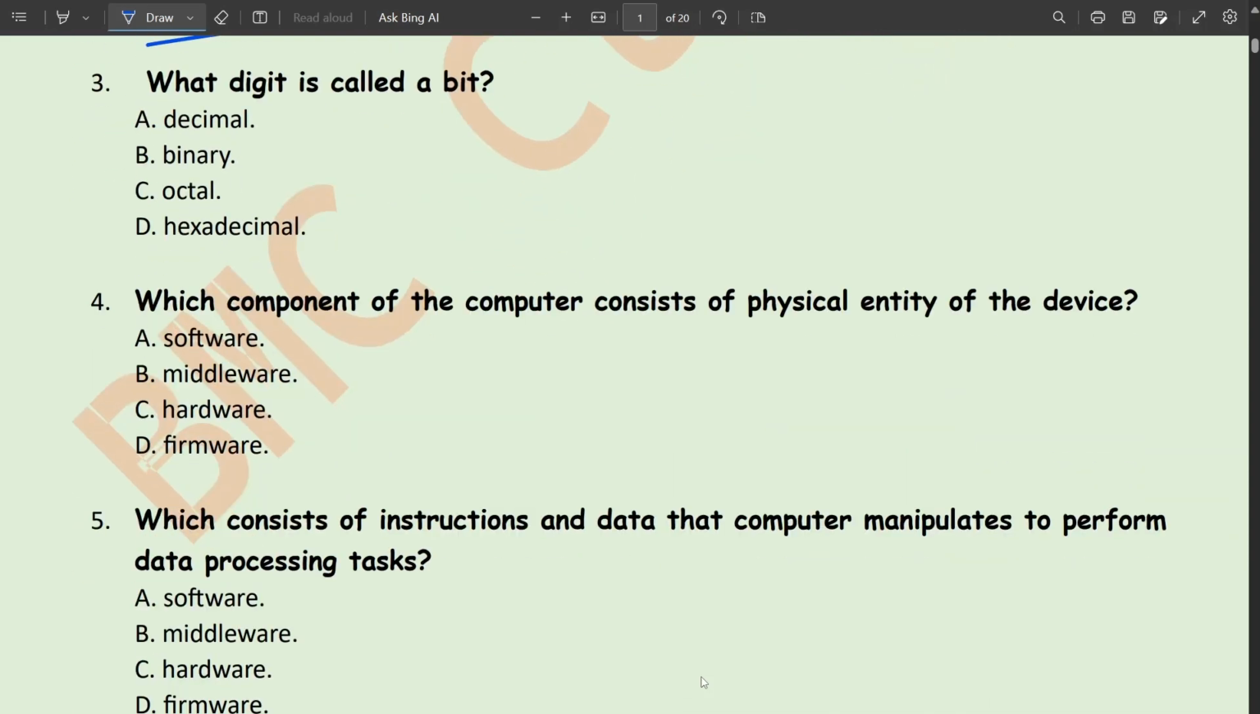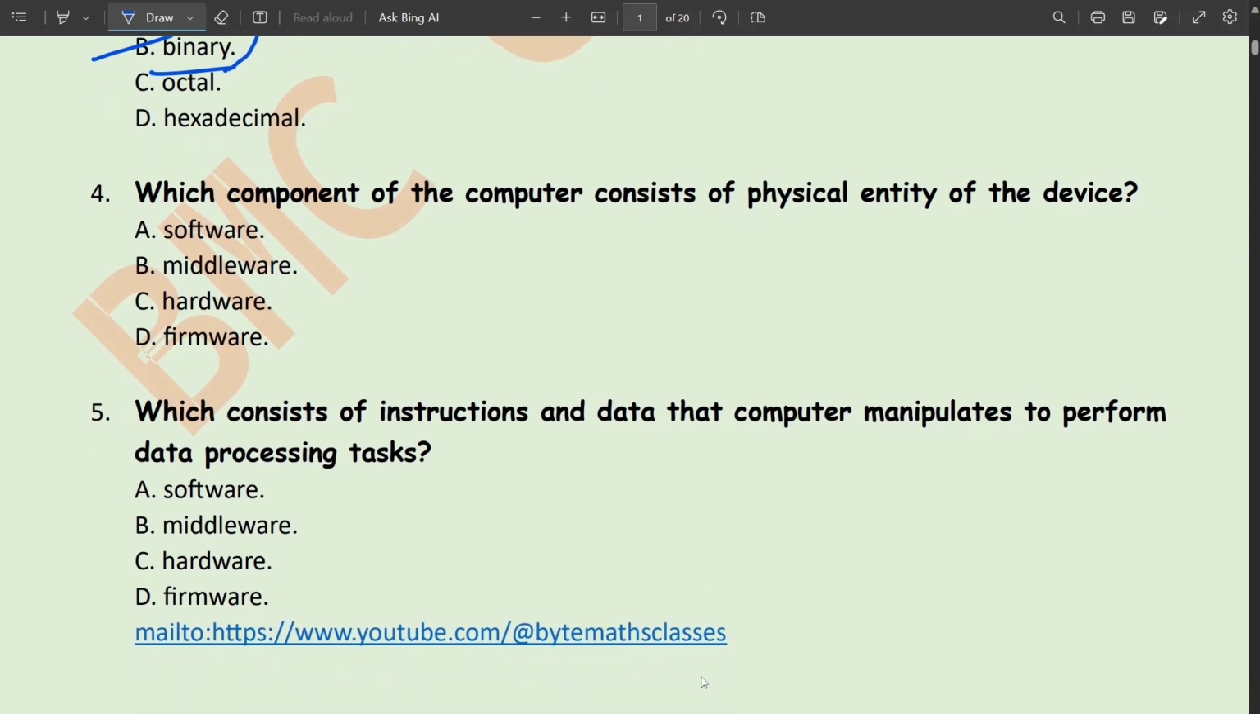Next, what digit is called a bit? The answer will be option B, binary. Binary digit is called a bit. Next, which component of the computer consists of the physical entity of a device? The correct answer is option C, hardware.